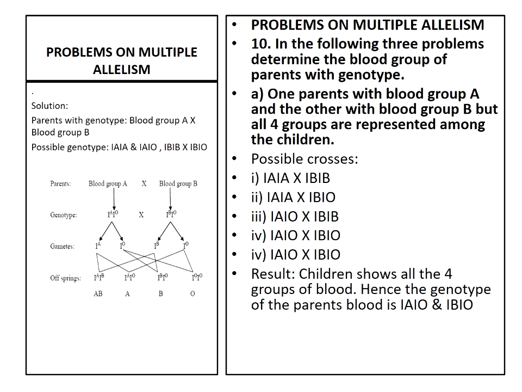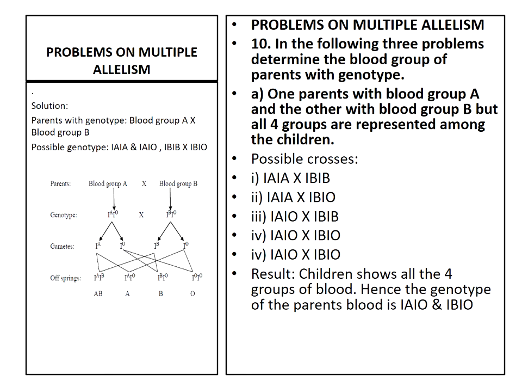So here the parents with blood group A and blood group B are crossed, and the progeny formed are of four types of blood group. The possible crosses we have to write are: first, IAIA crossed with IBIB, that is parent A with blood group A and parent B with blood group B. The second possible cross, IAIA crossed with IBIO. Third, IAIO crossed with IBIB. And fourth, IAIO crossed with IBIO. So these are the four possible crosses.